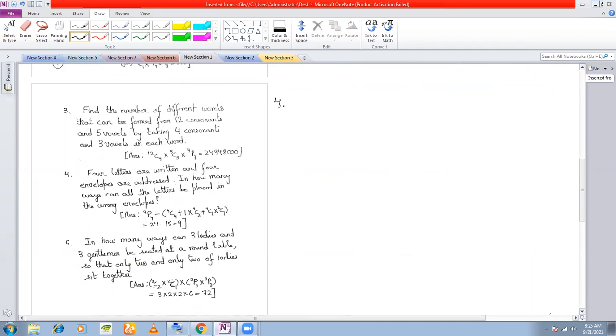4 letters are written and 4 envelopes are addressed. Okay, so 4 letters are there and 4 envelopes are there. These letters obviously need to be put in these envelopes. In how many ways can all the letters be placed in the wrong envelopes? That means for each letter you have a correct envelope, right? You have a certain addressee in the envelope, and you put these letters in these correct envelopes. So each letter has a correct envelope. And for each letter you have how many wrong envelopes? 3 wrong envelopes, right?